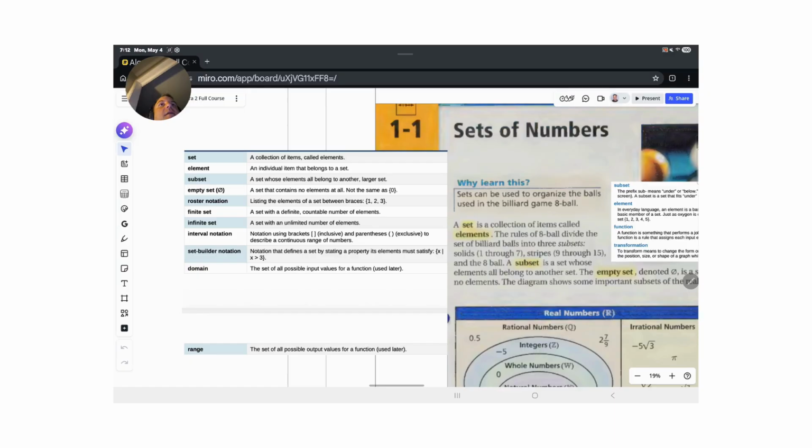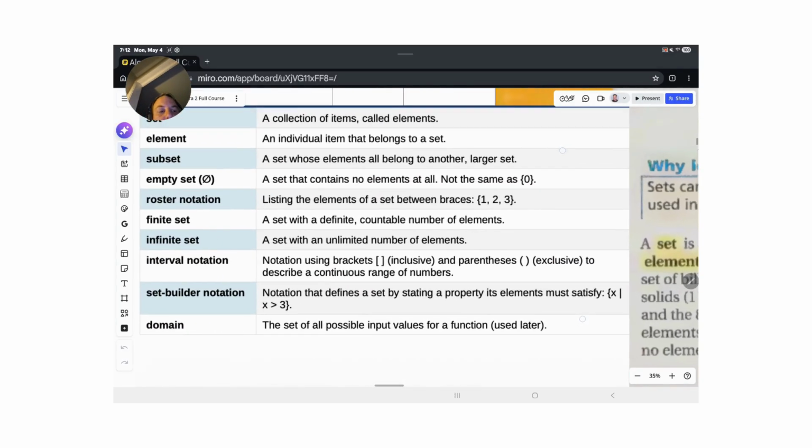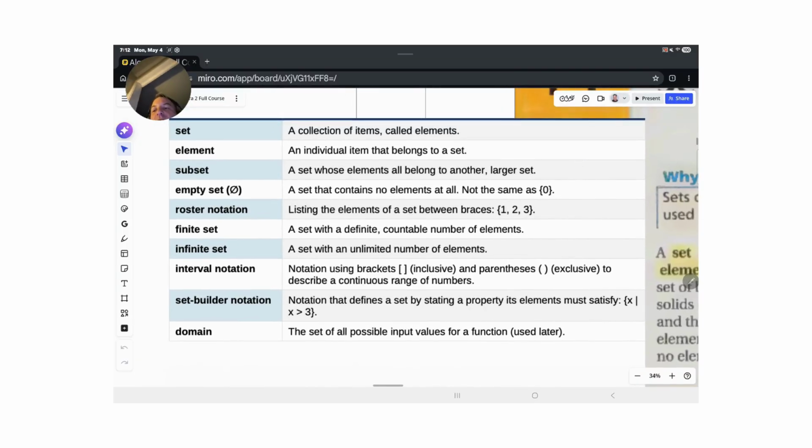All right, so let's take a look at our vocabulary terms. We just have simple ones here, so we don't get too overwhelmed. But throughout this chapter, we'll be looking at these terms. A set is a collection of items called elements. An element itself is an individual item that belongs to a set. A subset is a set whose elements all belong to another, larger set. An empty set is a set that contains no elements at all. It's not the same as 0.